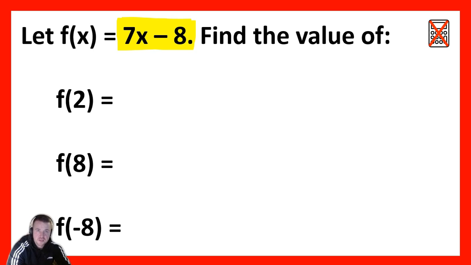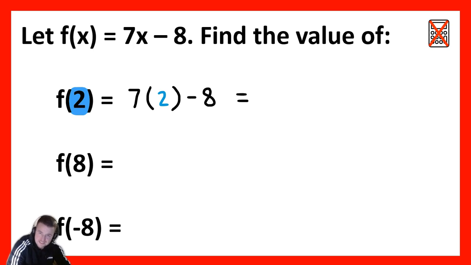Evaluating a function means finding the output of the function for a specific input value of x. To evaluate, we substitute the given value of x into the function and we simplify. For example, if we're finding f of 2, we substitute into the expression 7 lots of 2, subtract 8, which is the same as 14, subtract 8, and this simplifies to give me a final answer of 6.